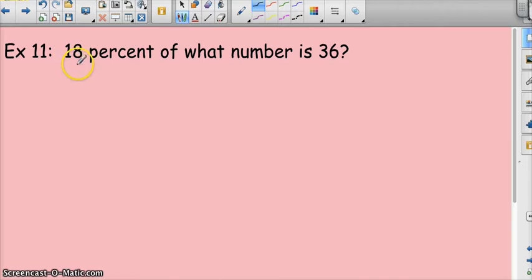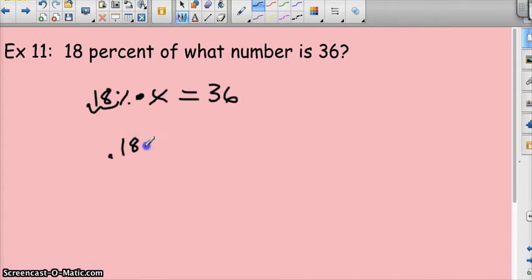Here we go. Try another one. 18% of what number is 36? 18%. We'll write that out. 18%. Of was multiplication. It says what number? Well, the number we're looking for right here is our variable. That's x. Is an equal sign. And 36. To make this work, I will convert 18% to a decimal by moving the decimal point back 2 places. This becomes 0.18 times x equals 36.